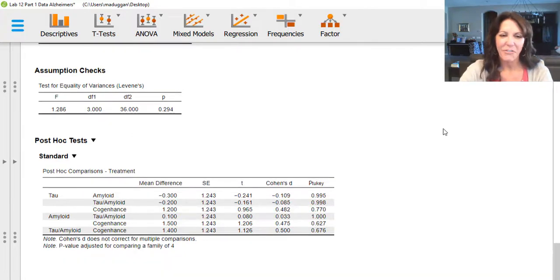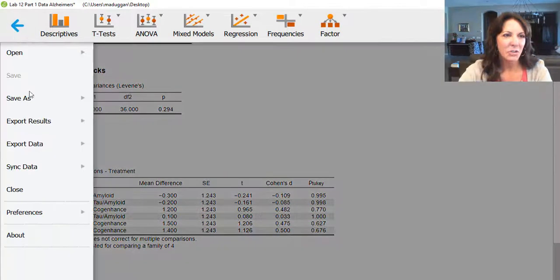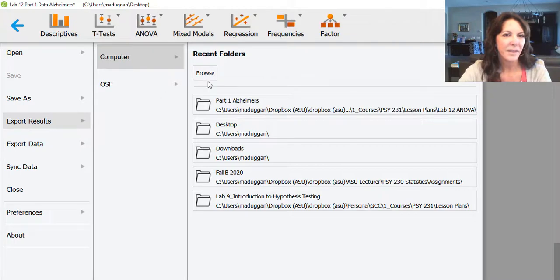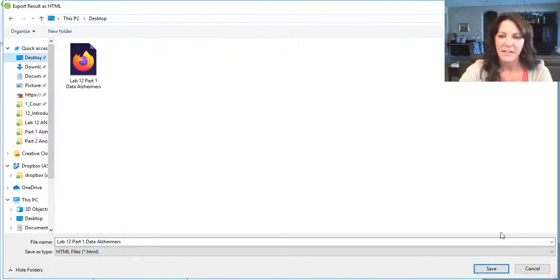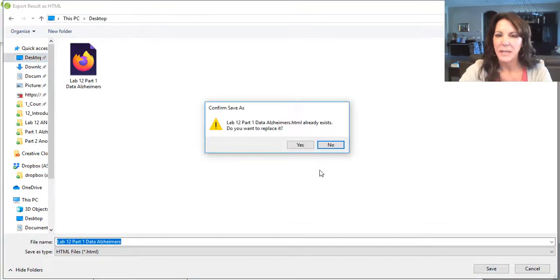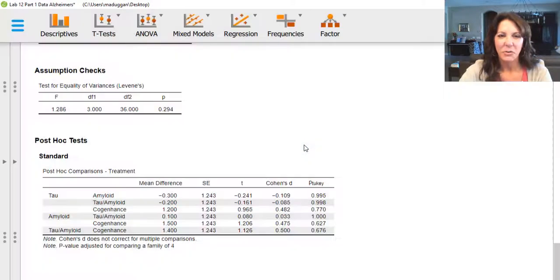All right, that is it for now. Make sure you come over here and you export your results. And you can do that. It helps me greatly if you actually submit it as an HTML file.